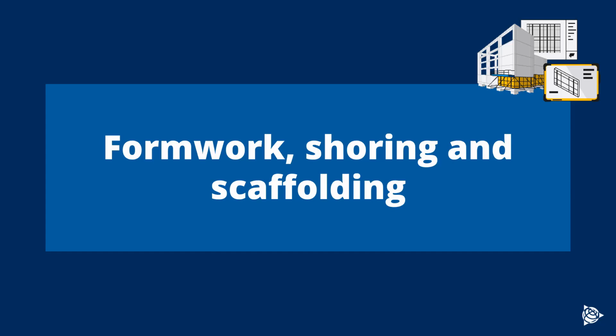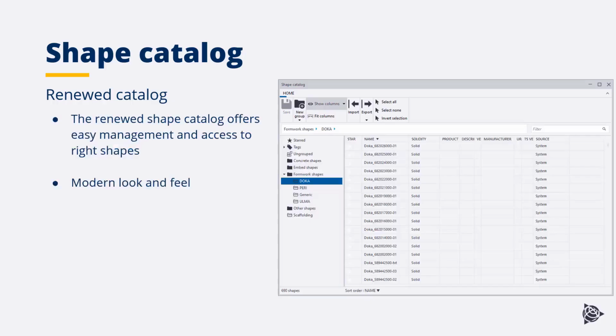In this section, we are going to cover the main improvements for the temporary works modeling in Tekla Structures 2021. Before jumping into the actual features of the temporary works modeling, I want to cover one core feature that is heavily used with the temporary works modeling, and that is the shape catalog. The shape catalog has been now renewed entirely, and the renewed shape catalog offers easy management and access to the right shapes whenever you need.